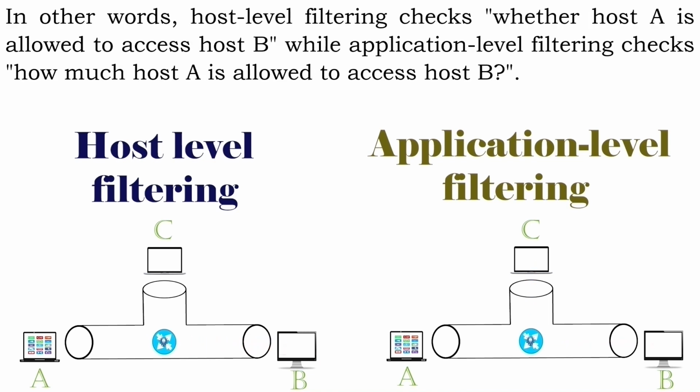In simple terms, host-level filtering checks whether host A is allowed to access host B, while application-level filtering checks how much host A is allowed to access host B. Let's discuss how to configure both types in detail.